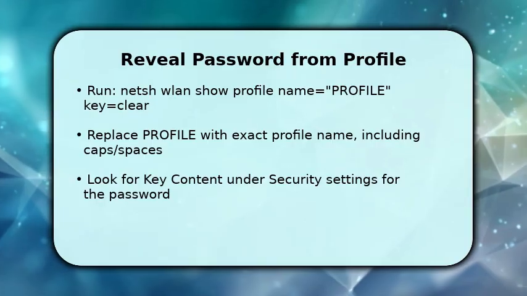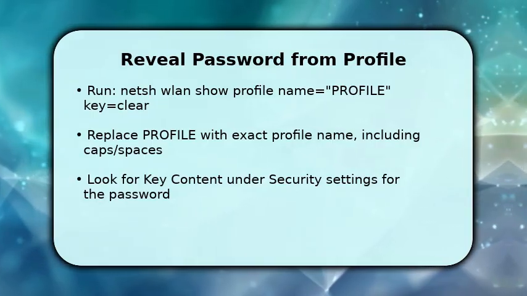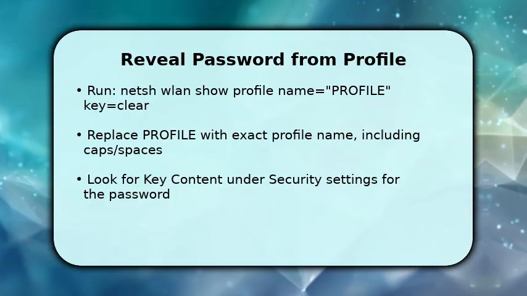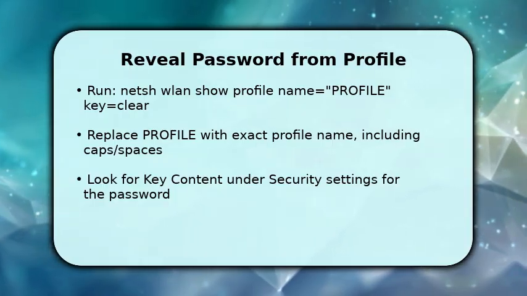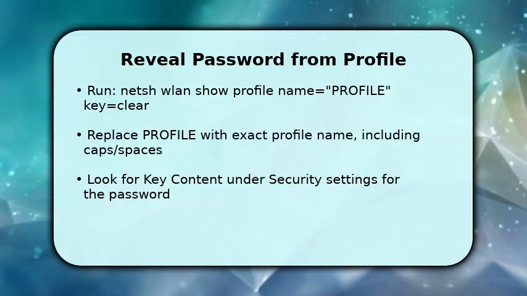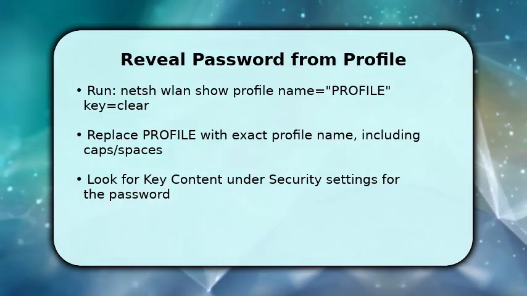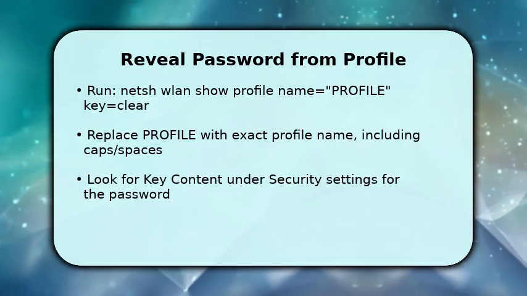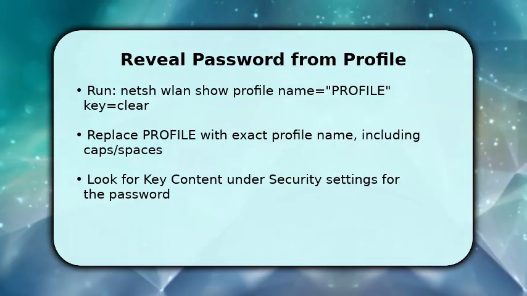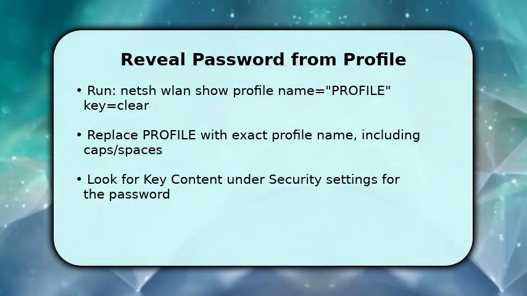Type netsh wlan show profile name=profile key=clear, replacing profile with the exact profile name you noted. This command asks Windows to display security settings and, importantly, the key content field. Once executed, scan the output. Under Security Settings, you'll find key content showing the plain text Wi-Fi password.